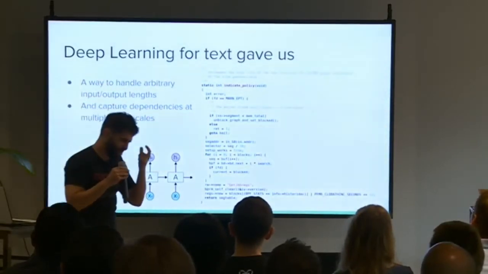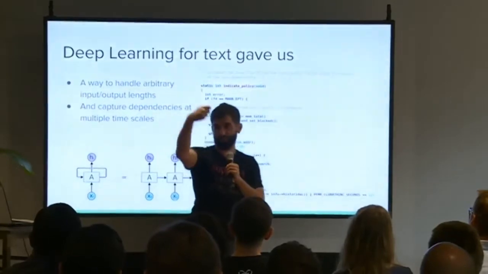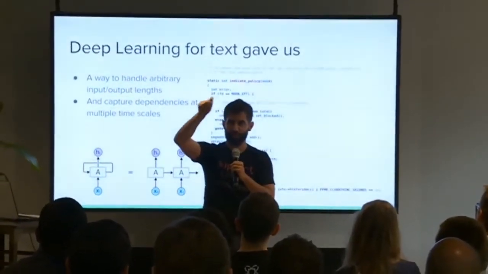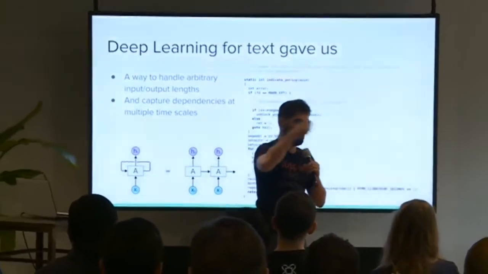Great. So once you have that, you can feed it a character. It'll predict the next character. You can take that prediction and feed it back into the network. So you put in A, it'll say B.